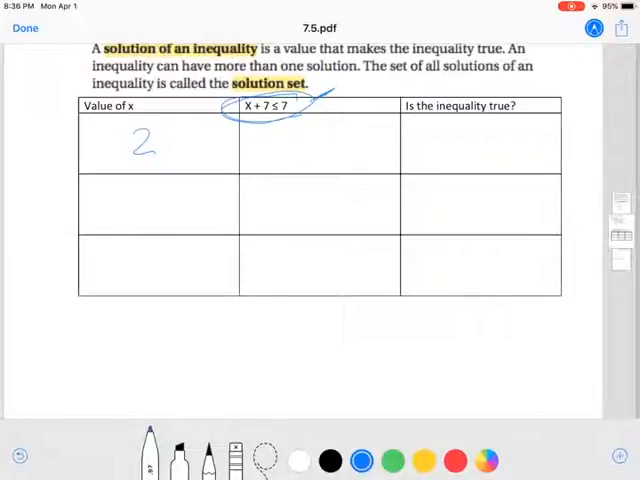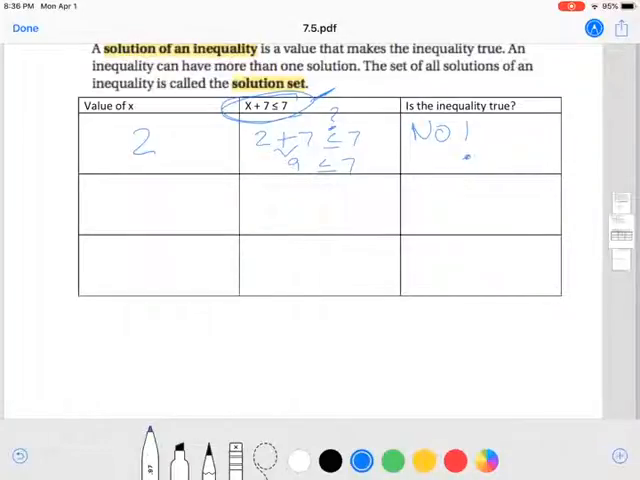So we're going to use our substitution that we've used multiple times before. Now if we know that x is 2, we're just going to plug it into our inequality. So instead of x plus 7, we have 2 plus 7. And what we want to know is, is this less than or equal to 7? Well, 2 plus 7 is 9. Is 9 less than or equal to 7? No, it's not. So this inequality is not true, and 2 is not a solution of this inequality.